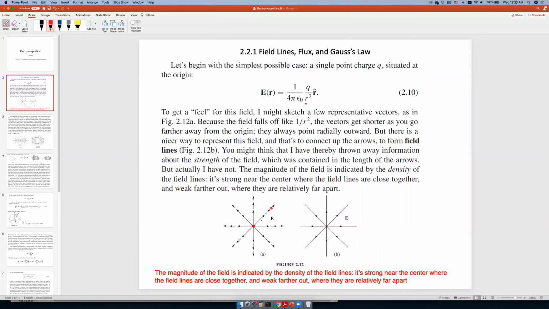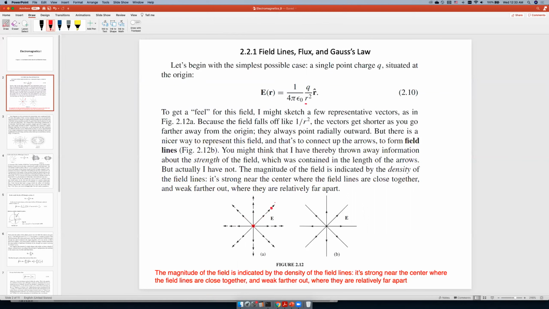In order to indicate the strength of the electric field, we can draw vectors in this way. When it's close to the center, we draw long arrows, which means a stronger electric field. When the position is further from the origin, the arrow is shorter. So we can use the length of the arrow to indicate the strength of the electric field.